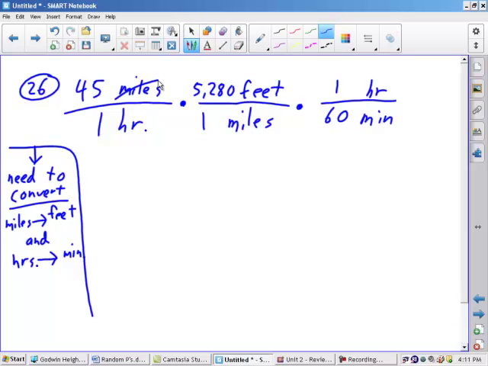Then I can go about canceling my units. So miles and miles will cancel out. Hours and hours will cancel out. Notice I'm left with feet per minute, which is what I wanted anyways. Now, what you do is you multiply across on top and bottom.